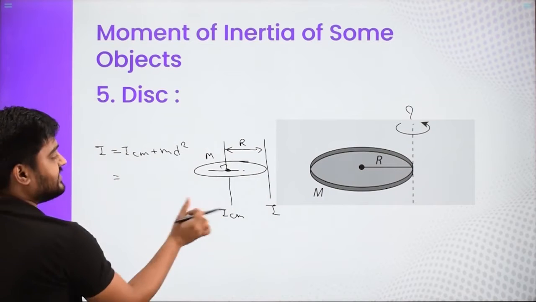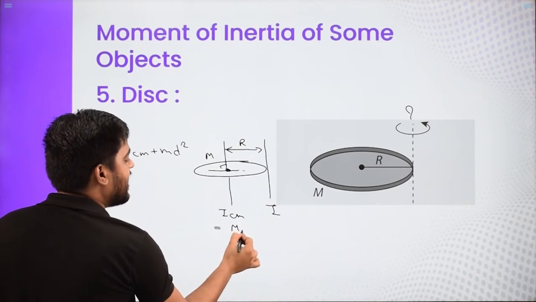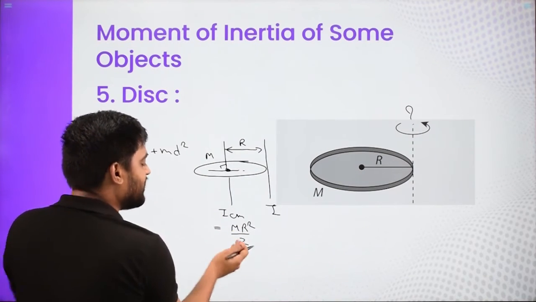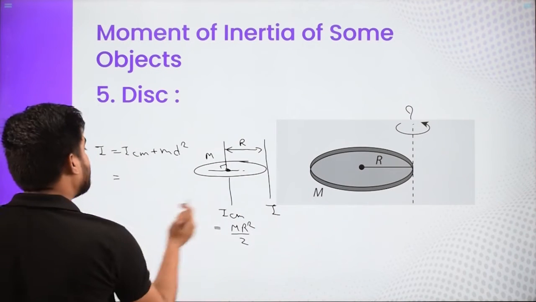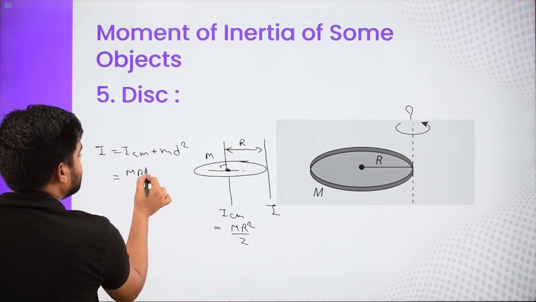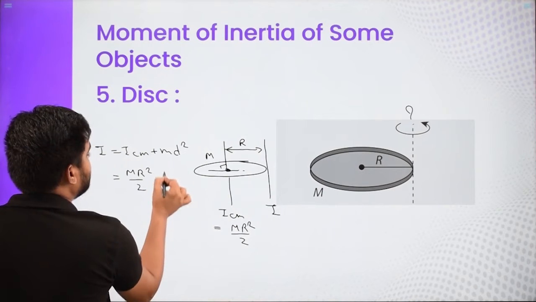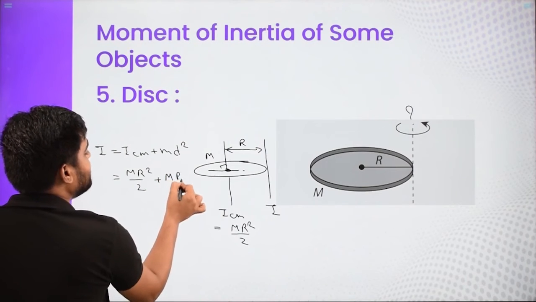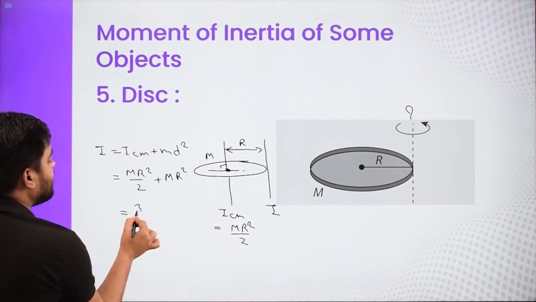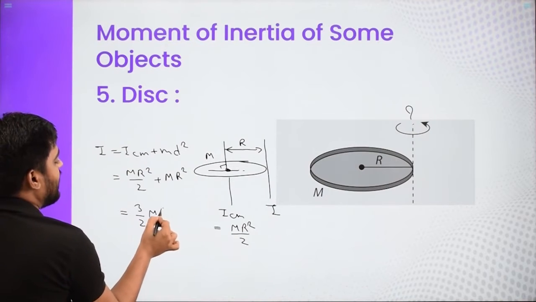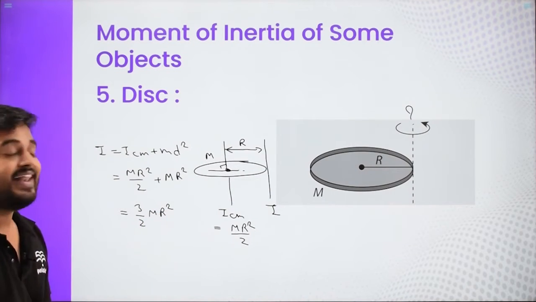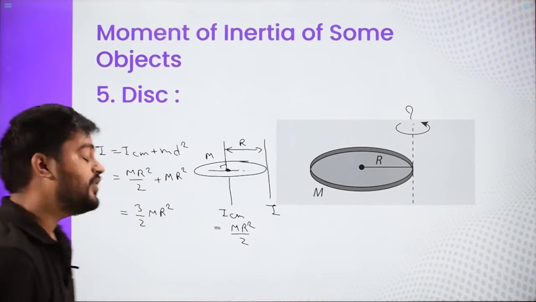So ICM is nothing but mr square by 2. This is the one which we derived already. What about the mass? Mass is capital M and distance is nothing but r, so r square. That gives me 3 by 2 mr square. Again, let us summarize all these scenarios in one go.